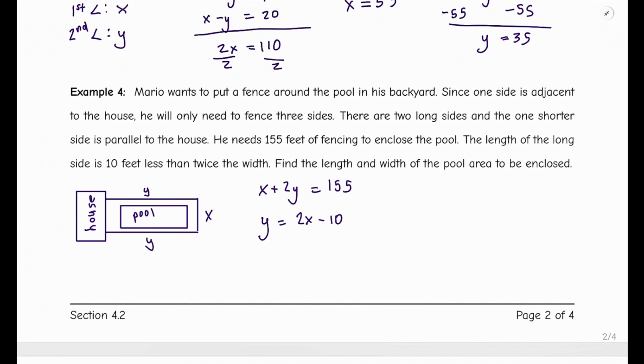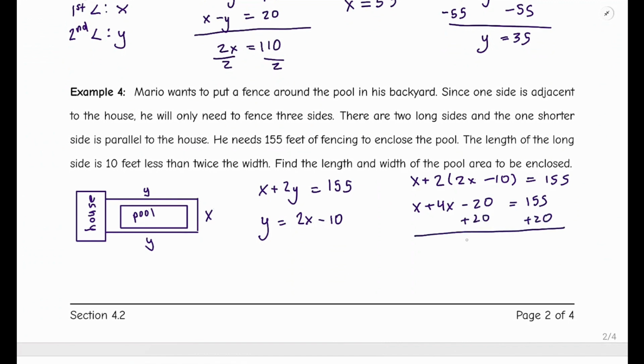Well, since our second equation is already solved for y, this one is set up quite nicely for substitution. So I'm going to take the second equation and substitute it into the first equation. So we get x plus 2 times 2x minus 10 equals 150. So we get x plus 4x minus 20 equals 150. Add 20 to both sides. We get 5x equals 170. Divide by 5 on both sides. And we get x equals 34 feet.